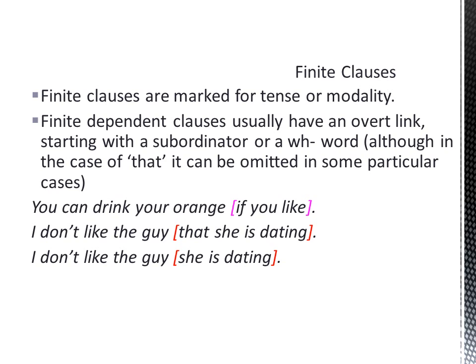So, you can drink your orange if you like. I don't like that guy that she's dating. I don't like the guy she is dating. All of those that are marked there are finite clauses. Now the other part of each one of those sentences is also a finite clause, but we're looking at these in the dependent clause group. Finite dependent clauses will often have an overt link, such as that or if. And oftentimes, when it's a dependent clause, sometimes that can be omitted. That's part of the ellipsis.